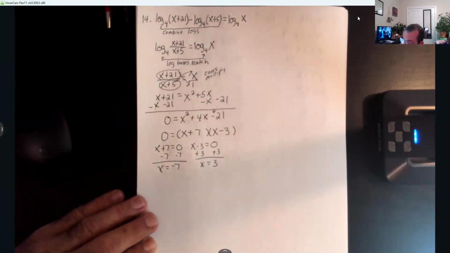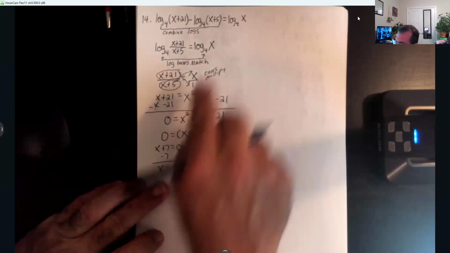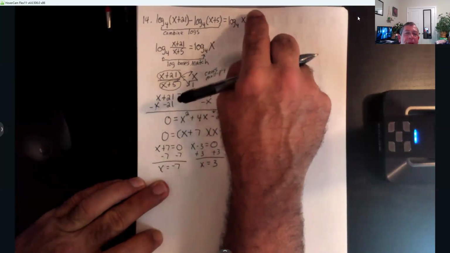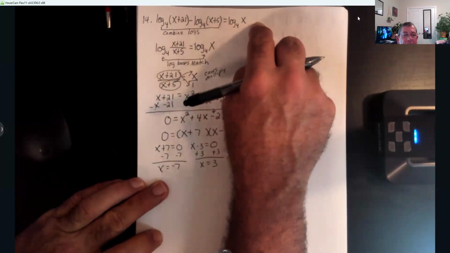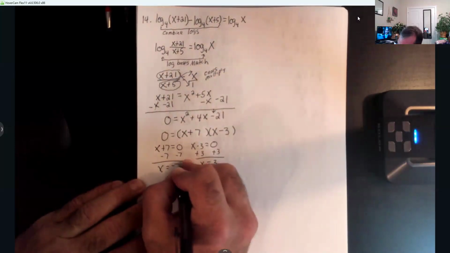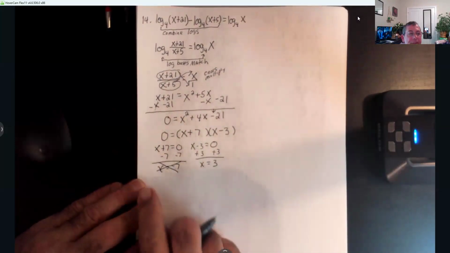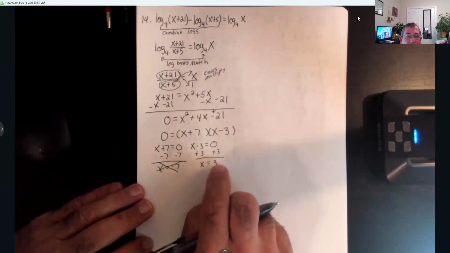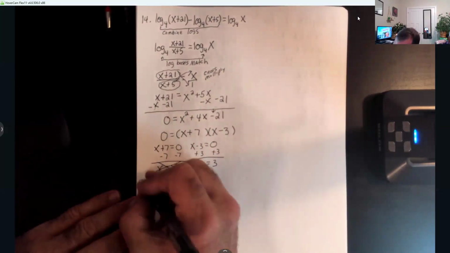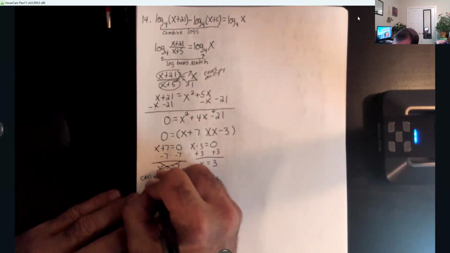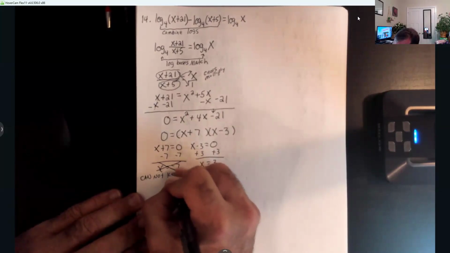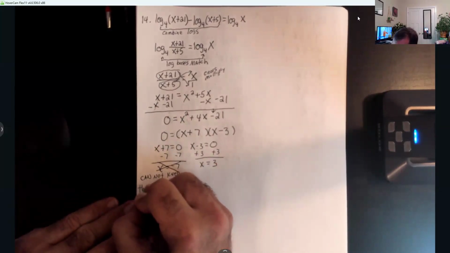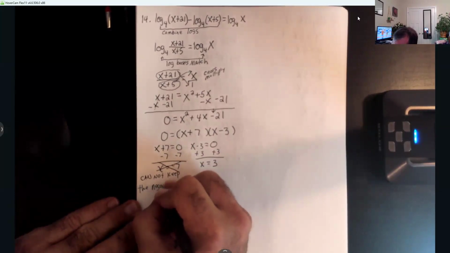And guess what? There's that negative answer again. If I put that negative 7 in here, this thing is not a real number. So get rid of that negative answer, and we only keep the positive 3. So once again, cannot keep the negative answer.